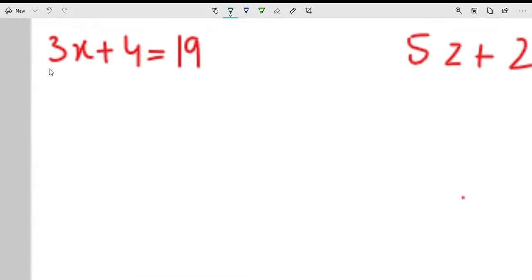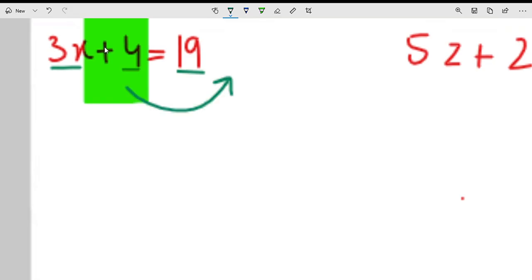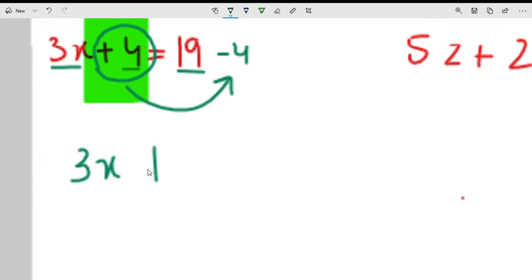The question is 3x plus 4 equals 19. What we can do is, as we know, if we have one thing on one side of the equation, when it is moved to the other side, it changes sign. For example, we have plus 4 here, and if we move it to the other side, it will become minus 4.